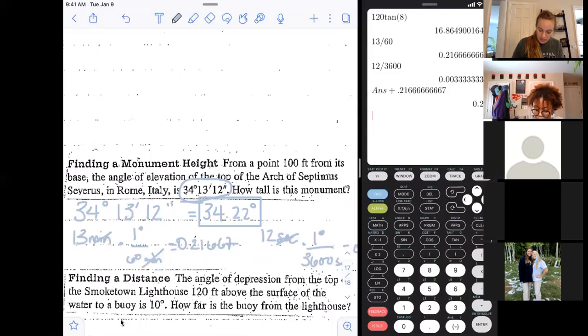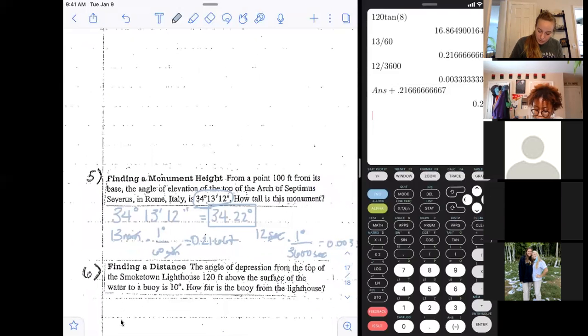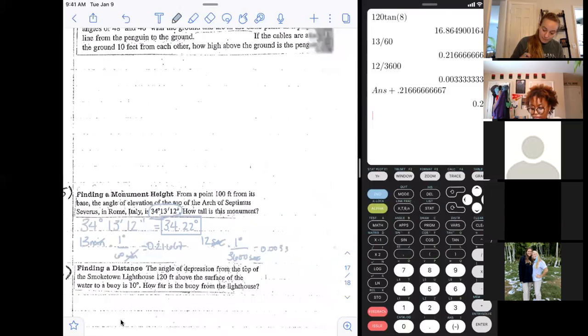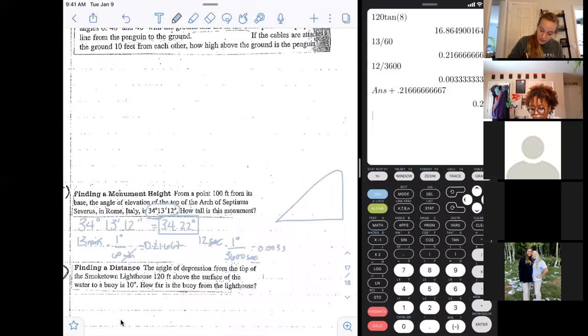So the question says, from a point 100 feet from its base, the angle of elevation of the top of the Arch of Septimius Severus, sounds like a Harry Potter name, that's weird, in Rome, Italy, is this degree we just found, 34.22. And it says, how tall is this monument? Okay. Everything we're doing is a right triangle, right?